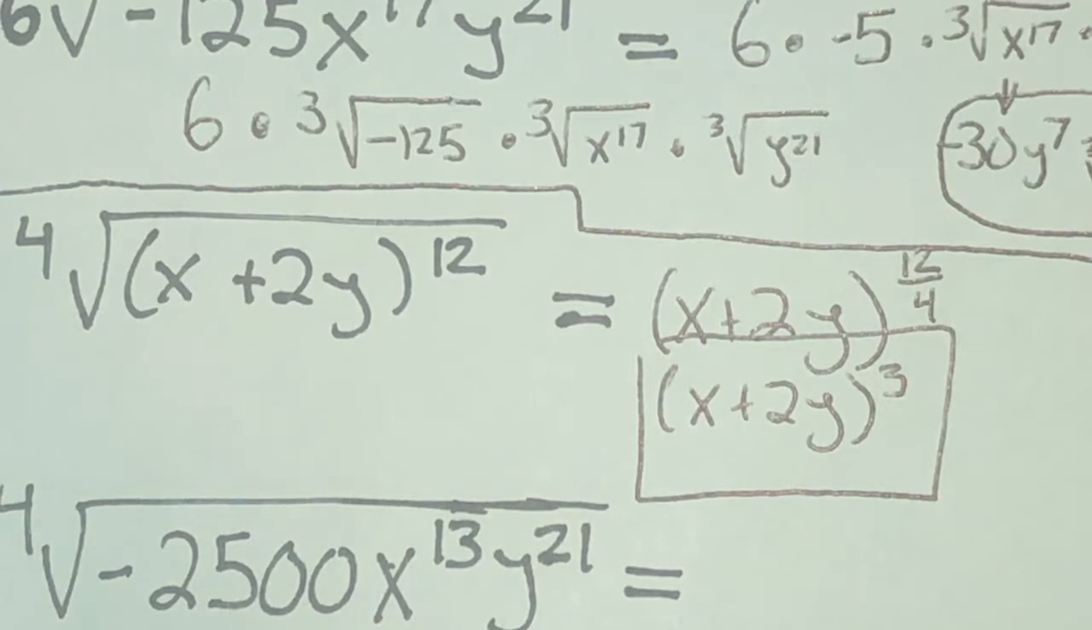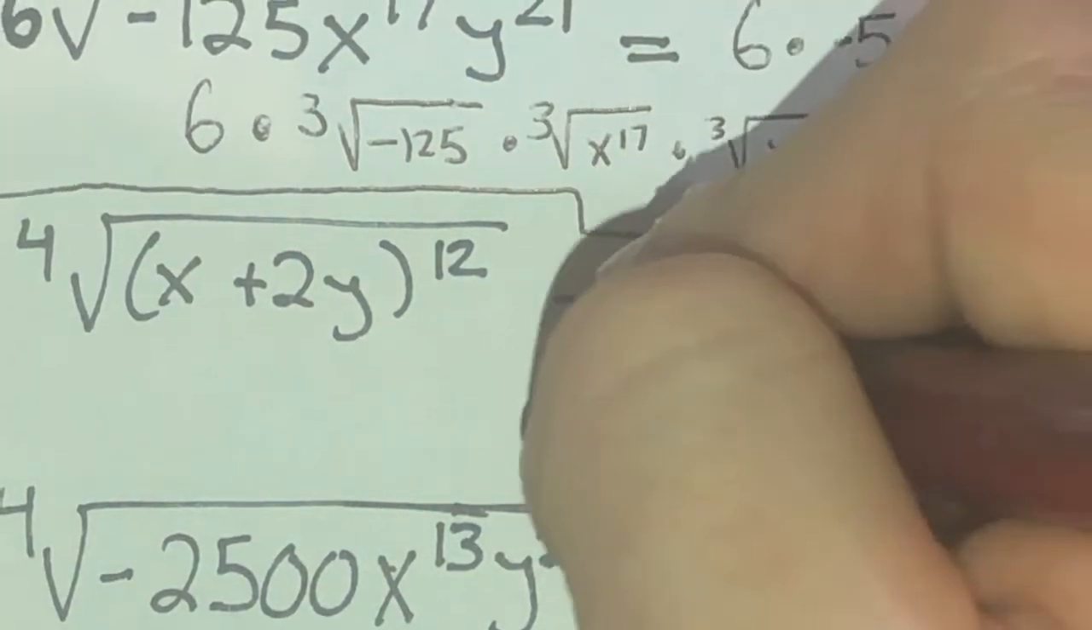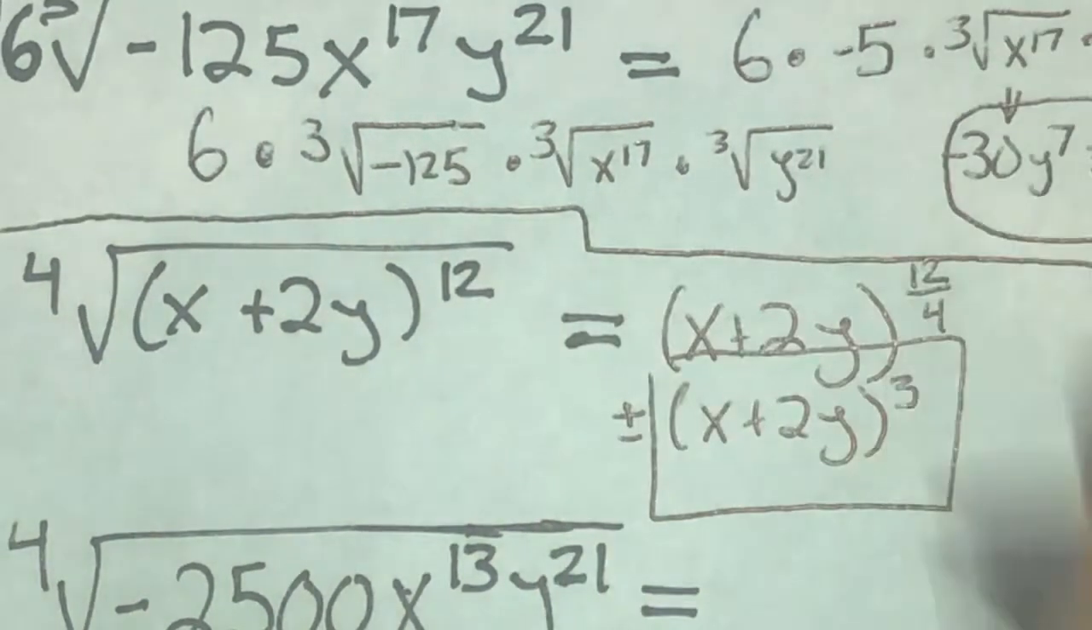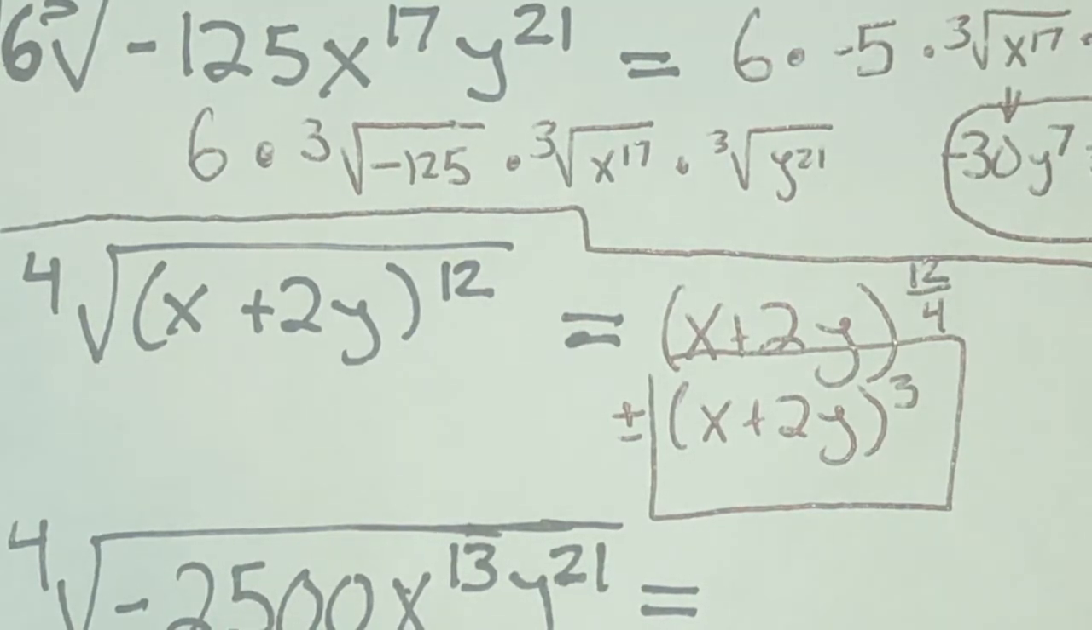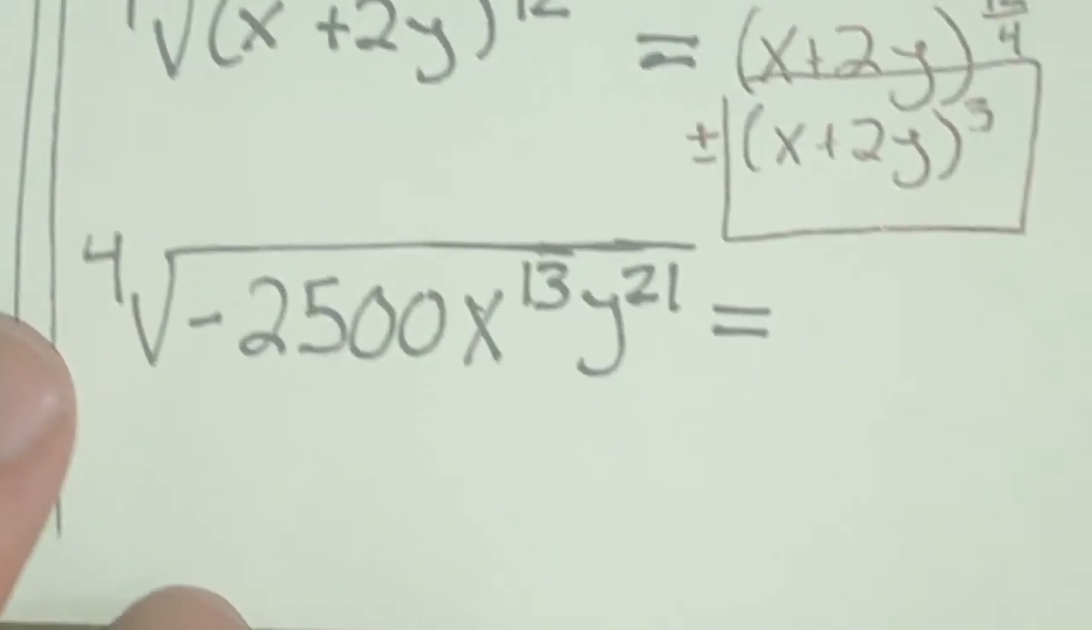The only thing is, what did I miss, guys? Technically speaking, even though I knocked it down to the power of 3, I really want to put the plus or minus in there because, all right, if I have an even root, I technically do need to consider that plus or minus could be a possibility. So I want to think about that. Okay, last one.